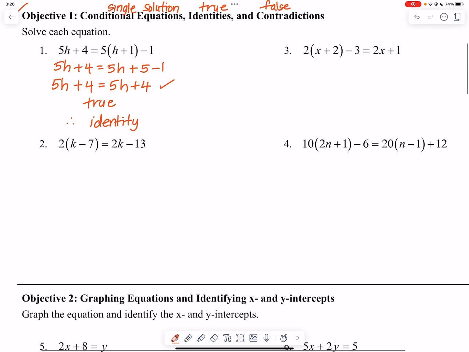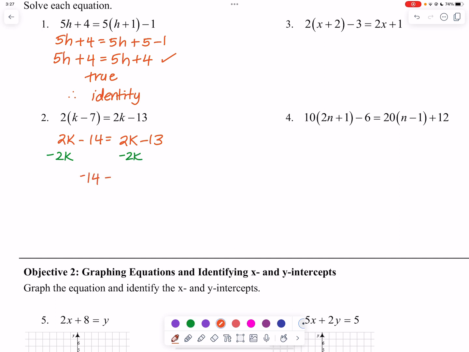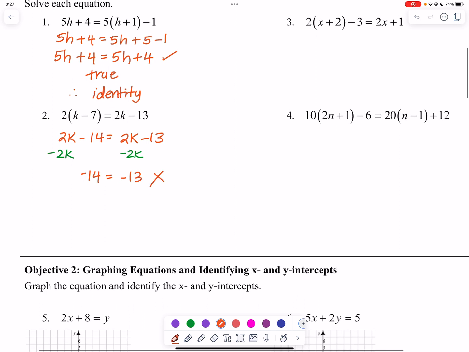Taking a look at number 2, we will distribute that 2. And as you can see, this is not true. So we could just say that we're going to subtract 2k from both sides. You could think of it that way. And now we have negative 14 equals negative 13. That is not true. That is a false statement. Therefore, we have a contradiction.